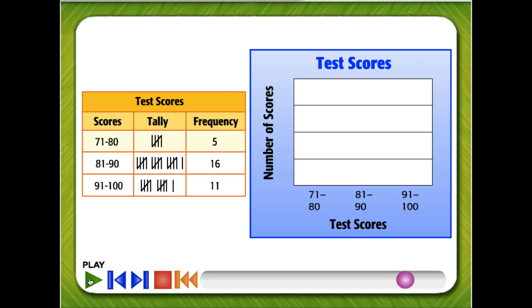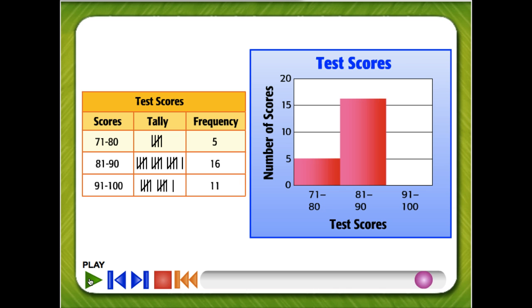Now for each test score range, draw a bar to the corresponding number for its frequency. The number of scores frequency on the vertical axis is in groups of 5. There were 5 scores in the 71 to 80 range, so draw a bar to the number 5. In the 81 to 90 range, there were 16 scores. 16 is just above 15. And for our final test score range of 91 to 100, there are 11 test scores. Draw the bar just over the 10 mark for 11. So here is the constructed histogram representing the set of test scores.